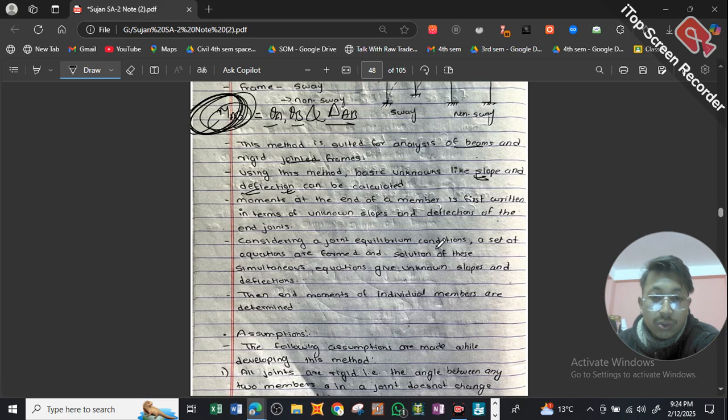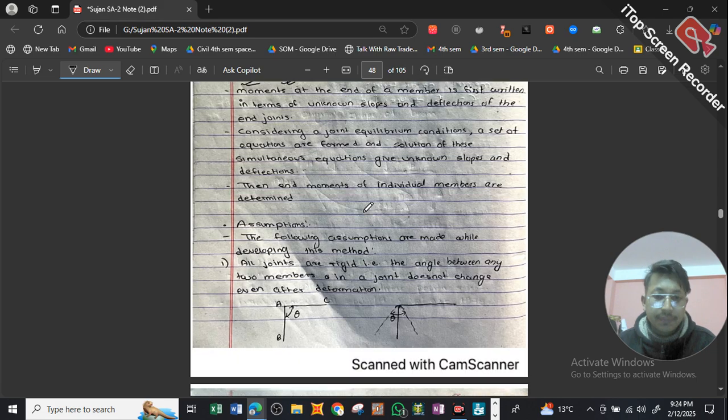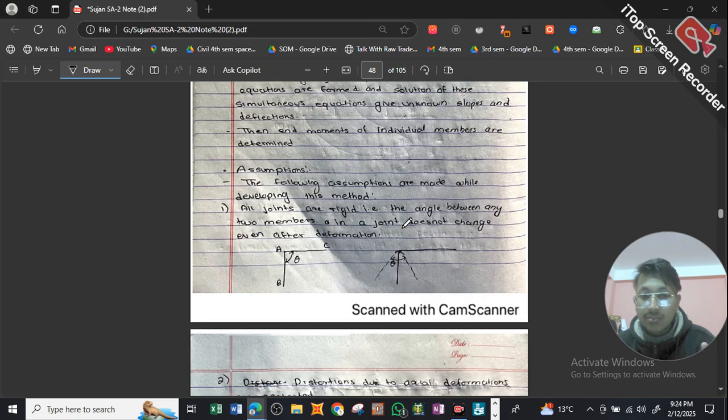So considering a joint equilibrium, an equation or set of equations is formed, and the solution of these simultaneous equations gives the unknown slope and deflection. This will be more clear when we go into our problem one. Then the end moments of individual members are determined. These are simple terms which we'll get to know after we solve our problem 1 and problem 2. There are some basic assumptions as well.